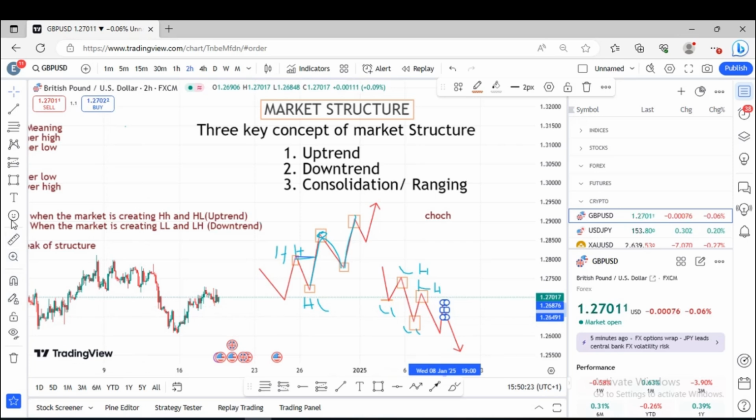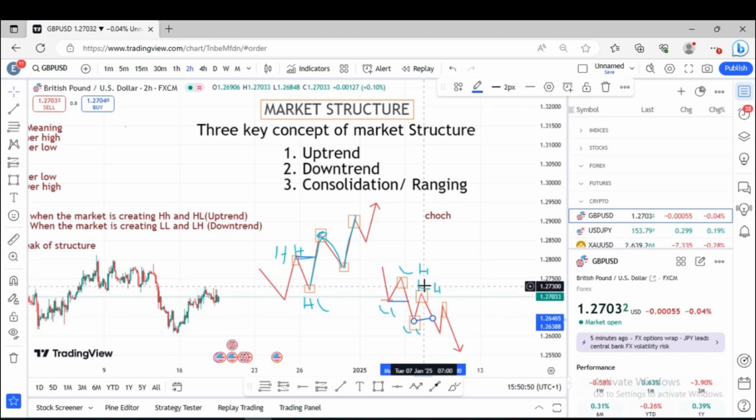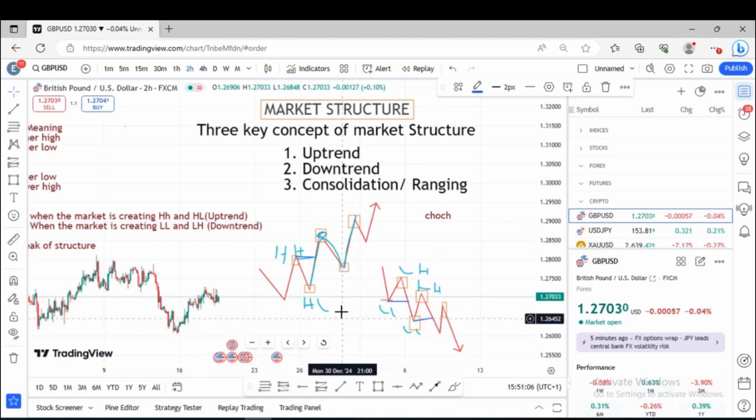And I told you that what will validate a trend is what we call break of structure, that it must have a break of structure. So here, from here to here, the market has broken this lower low, creating another lower low again. Now, it broke it again. From here, it created a lower high. Then from here, it broke this lower low again, creating another lower low. That is a trend.